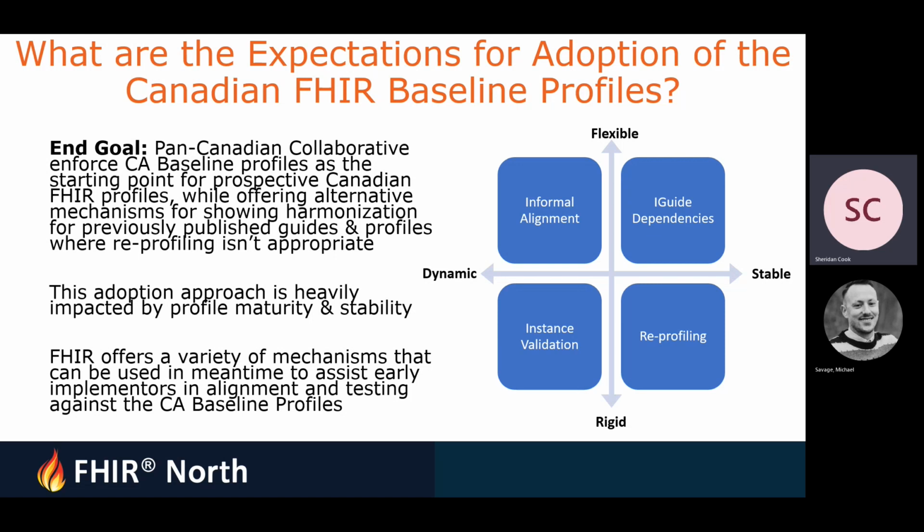So in the meantime, what we've done is we've outlined a number of mechanisms that are available to implementers for their adoption and testing of these profiles, that allow them to not just improve their own content, but also to help us mature and improve the content of our profiles within the CA baseline. So we're going to talk about 4 of these mechanisms that are available today, and we're going to drill a little into the conditions where they're going to be most helpful to certain types of implementers at certain parts of their own journey.